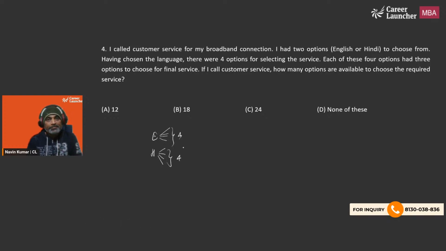Now, each of these four options had three options to choose for the final service. So each of these is going to have three further options to choose from. So this is the call that we get. If I call the customer service, how many options are available to choose the required service? We have two language options, then four options for selecting the service, and then three more options to choose the final service. So straightforward, 2 into 4 into 3, which is going to give us 24.